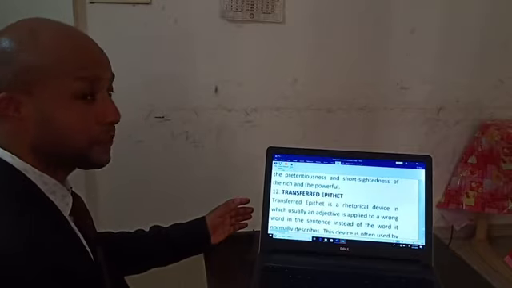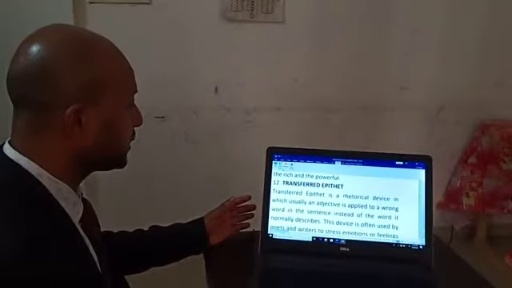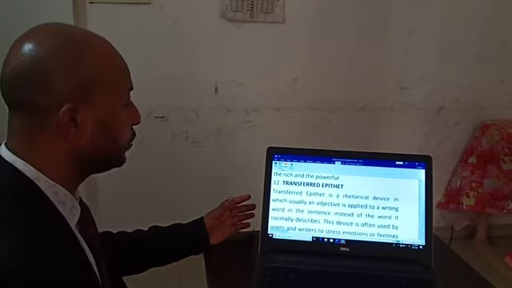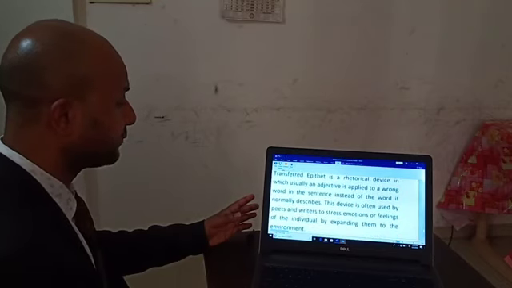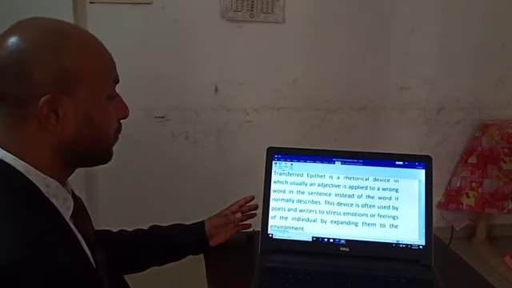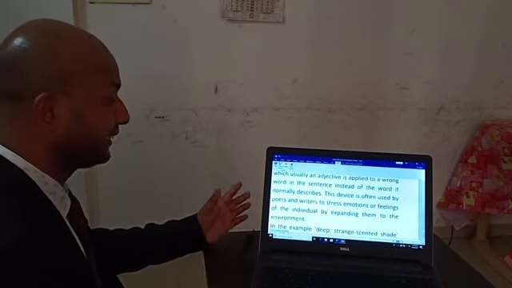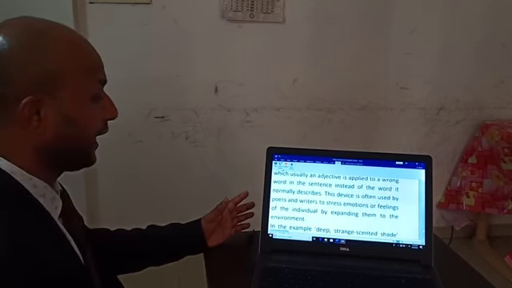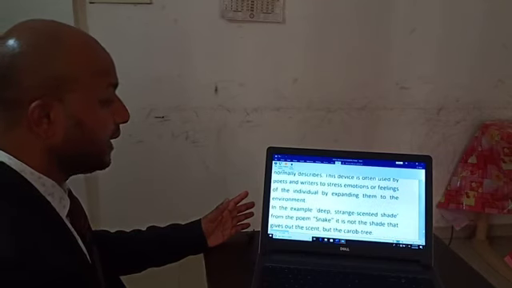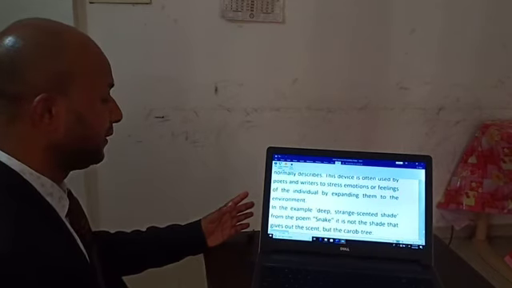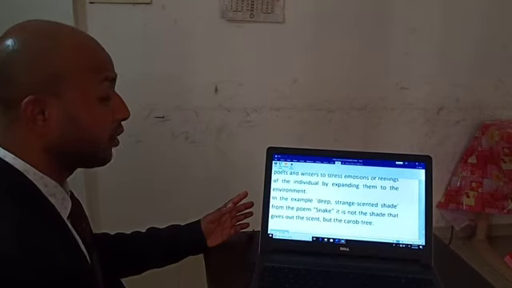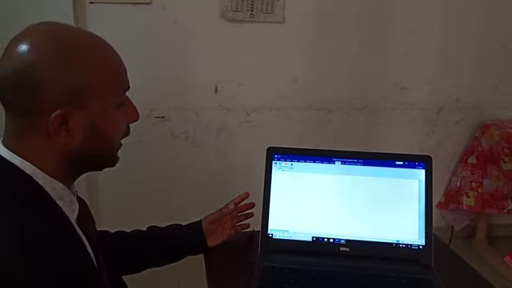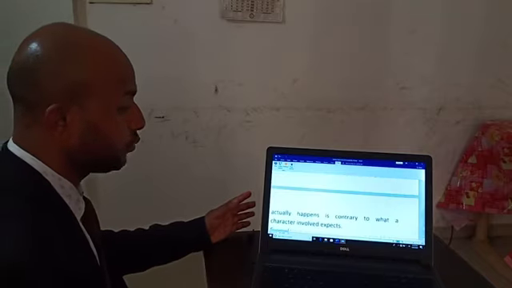So the next one is transferred epithet. Transferred epithet is a rhetorical device in which usually an adjective is applied to the wrong word in the sentence, instead of the word it normally describes. This device is often used by poets and writers to stress emotions or feelings of the individual by expanding them to the environment. In the example, deep, strange, scented shadow, from the poem Snake, it is not the shade that gives out the scent, but the carob tree. Like this, these are some of the figures of speech which I have mentioned.